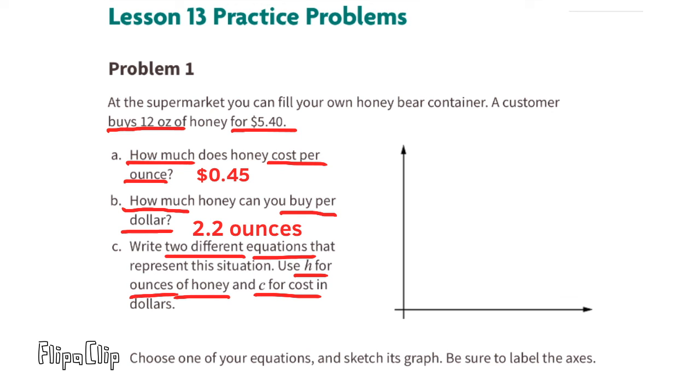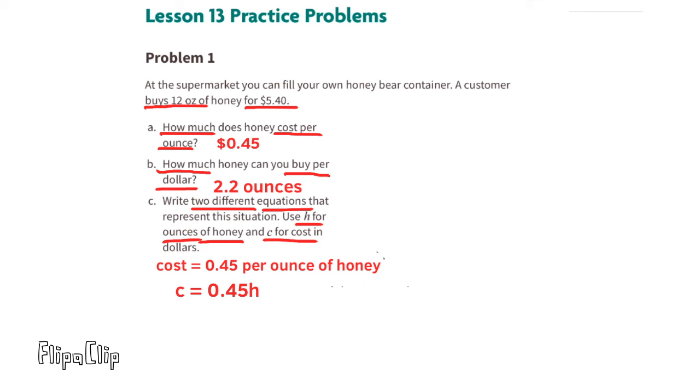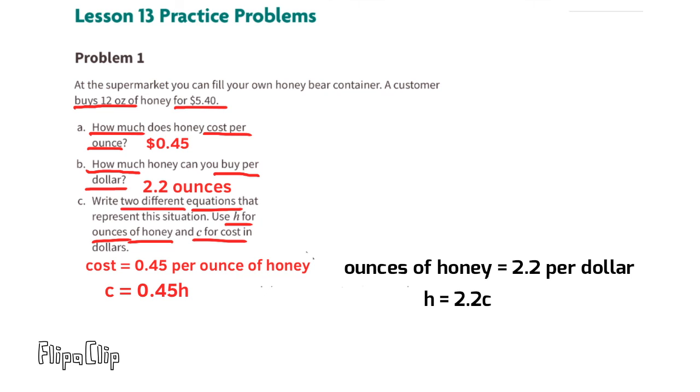C. Write two different equations that represent this situation. Use H for ounces of honey and C for cost in dollars. The cost is 45 cents per ounce of honey, so the equation could read C equals 0.45H. And since you can buy 2.2 ounces of honey for $1, you can write the equation H equals 2.2C.